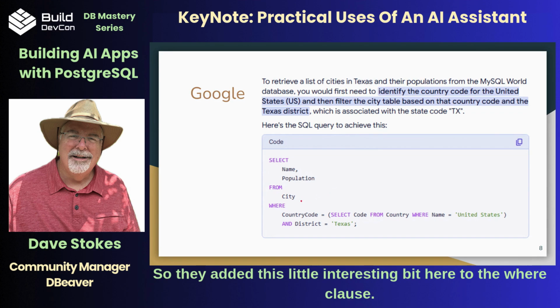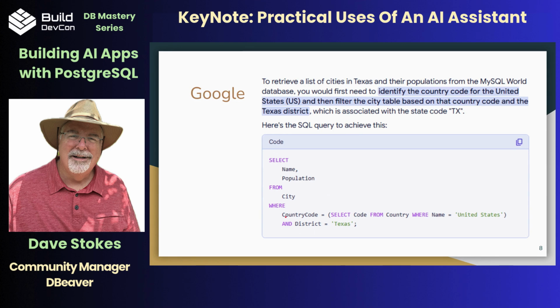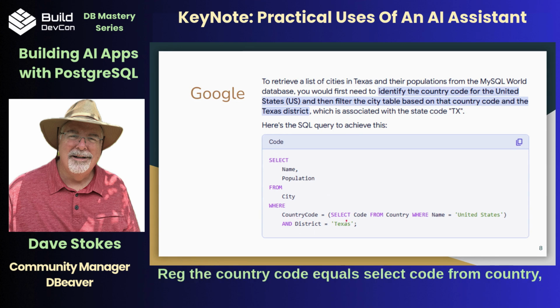So they added this little interesting bit here to the where clause, where the country code equals select code from country, which is yet another table. So it's doing the subquery here, where name equals US and district equals Texas. A little different approach, but I'd give it at least a B-. Solid work there.